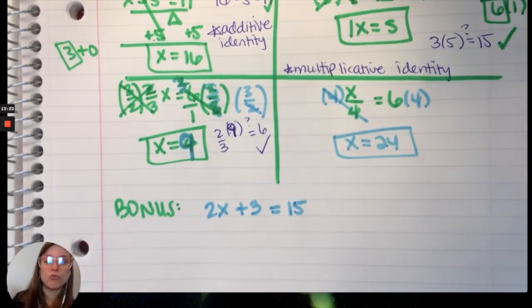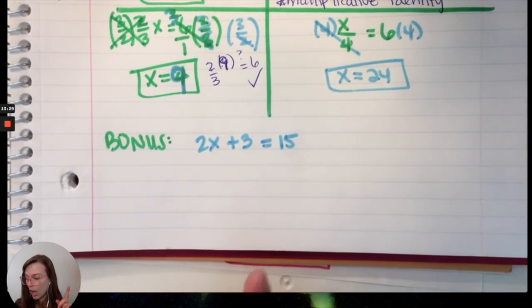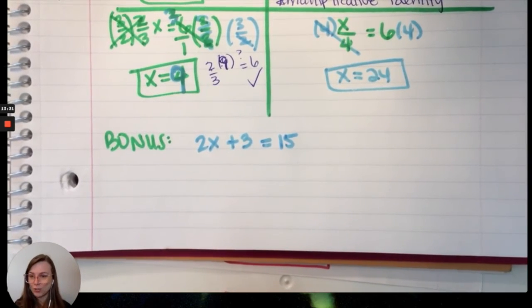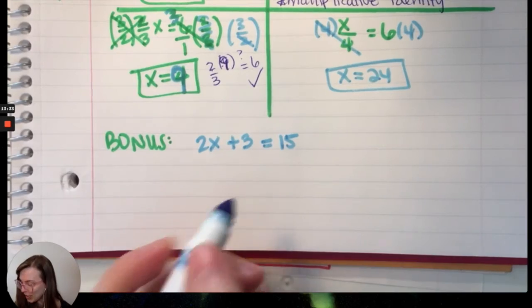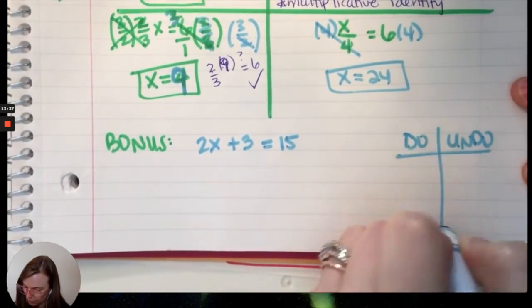And this one's... Hey, it's actually a good number. I just made it up. All right, 2x plus 3 equals 15. Now, I want to do something different. And I know we're running short on time here, but I want to do something different. Write a do and undo table.